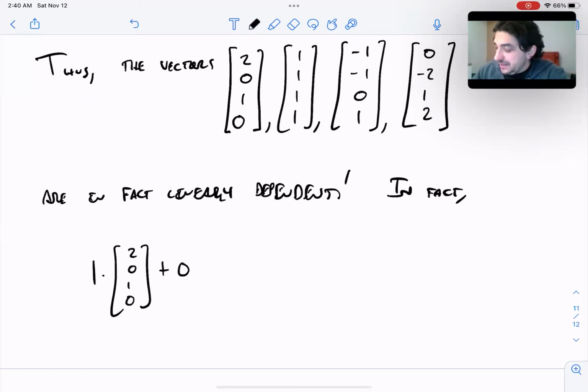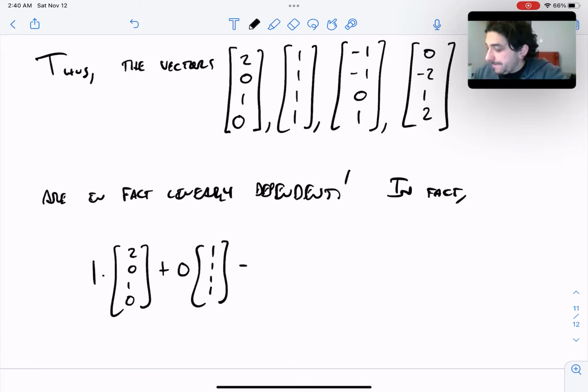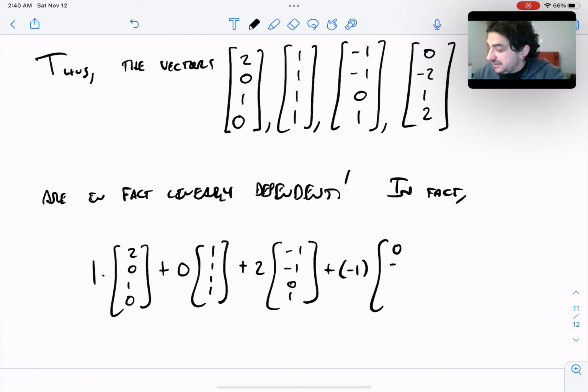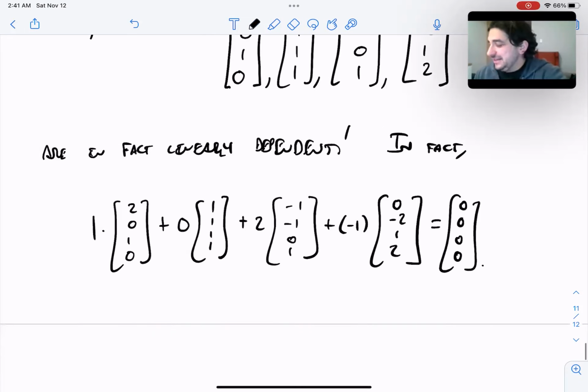none of these, two of these, and minus one of these. If you do all that, you get the zero vector. Right? That's why they're linearly dependent. So there's the dependence.